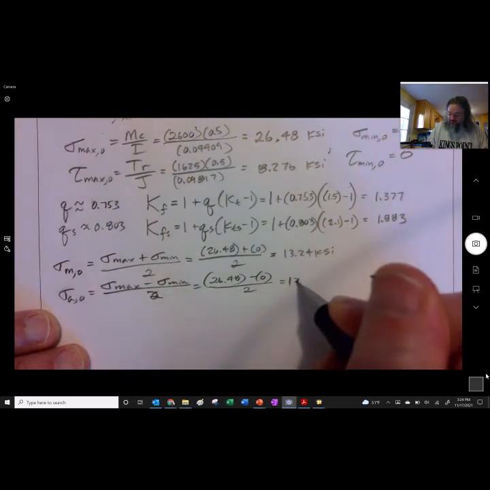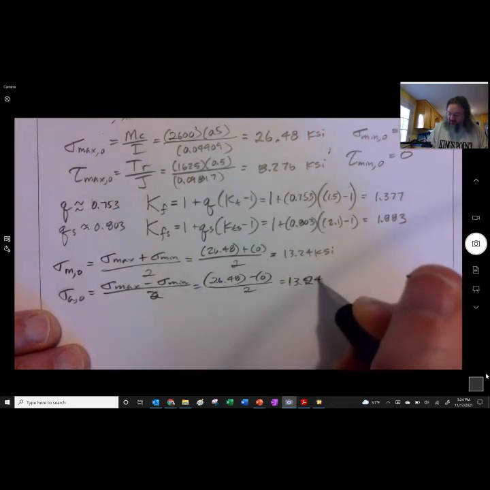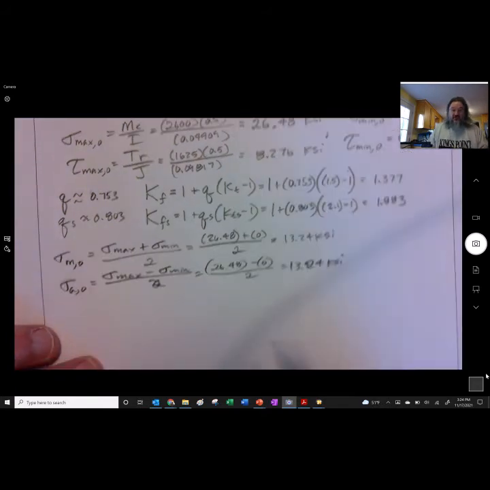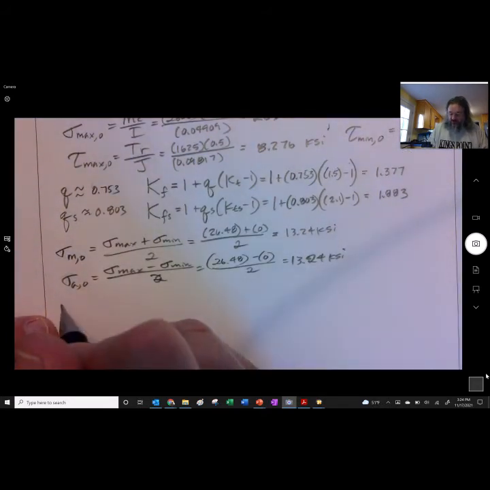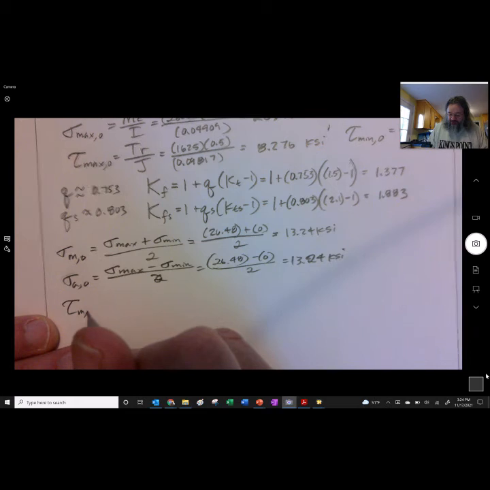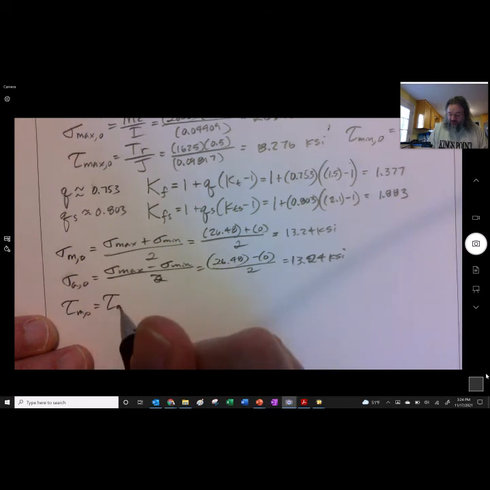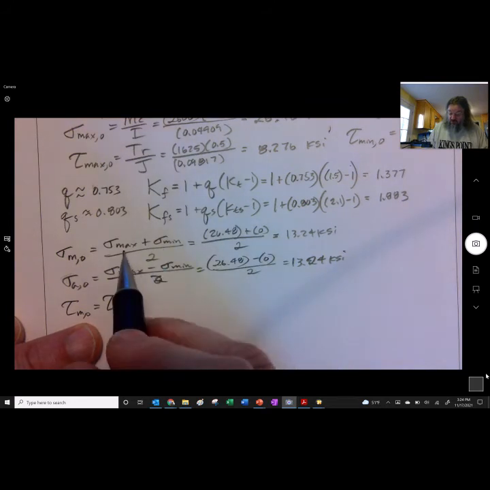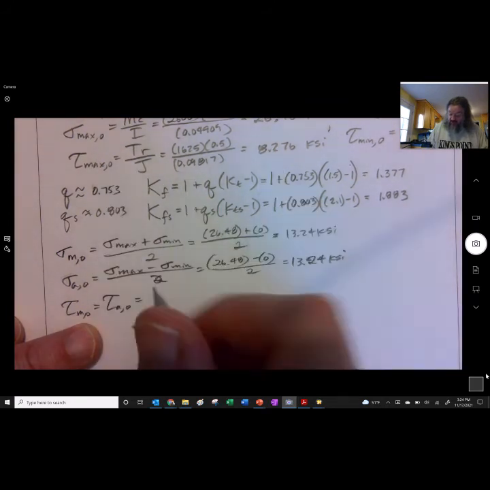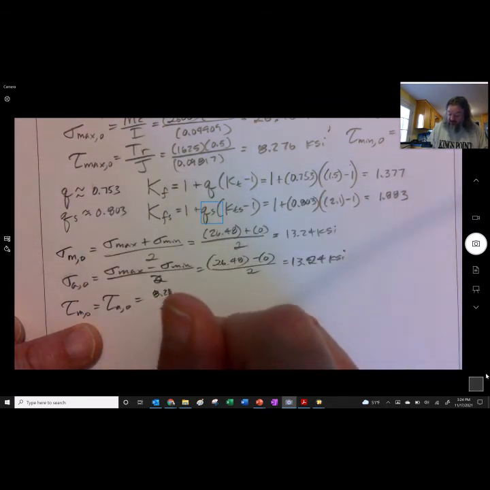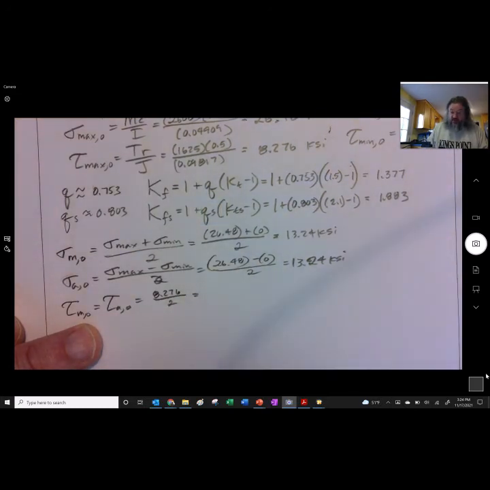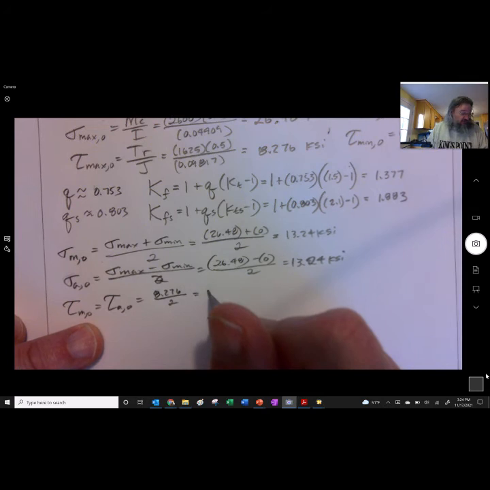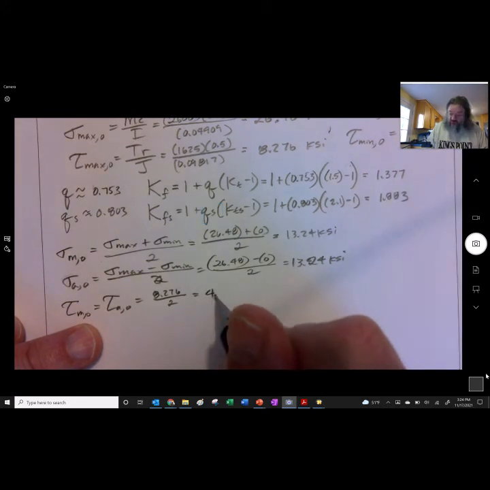So you're still getting 26.48 minus 0 divided by 2. No need to do that, so they're equal to each other. We can anticipate the same thing is going to be true with the alternating shear right here. We know that it's just going to be 1/2 of the max, so 8.276 divided by 2. Remember, that's just because it's the special case of on-off loading. So that comes out to 4.138 KSI.